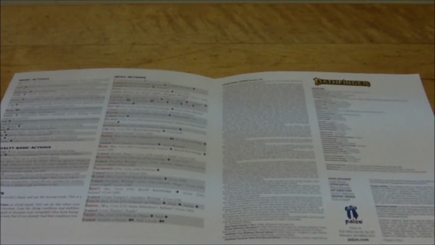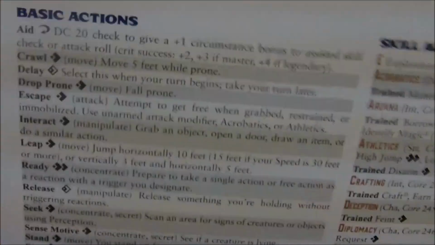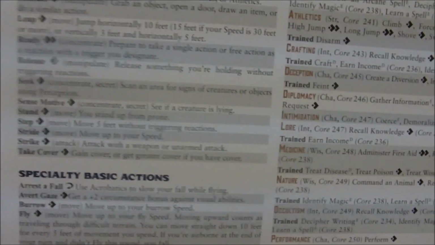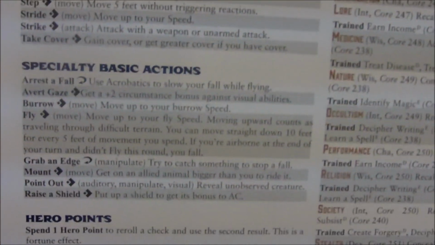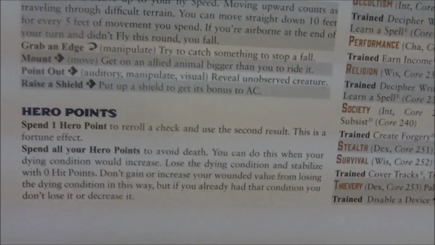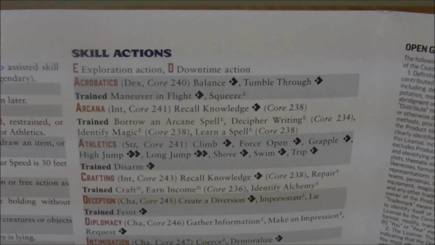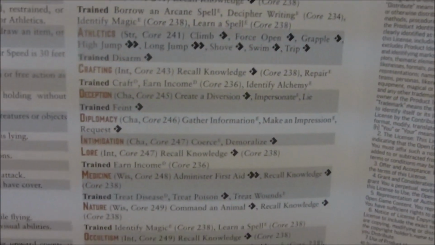Inside we also have some other information. I'm just going to pull the sheets out for now and just sort of set them aside. And we'll do some comparisons here in a moment. But on the inside of the folder, we've got some pretty useful information here. So we have the full list of basic actions, and if you want to go through or if you just want to pause the video to read what they are, you can certainly do that. Specialty actions, hero points, and then you got your skill actions. So these are the things that you can do with each of the skills.